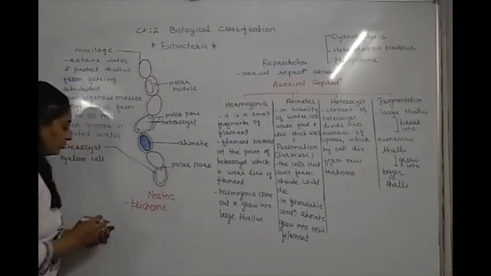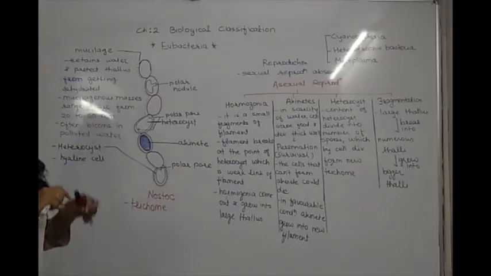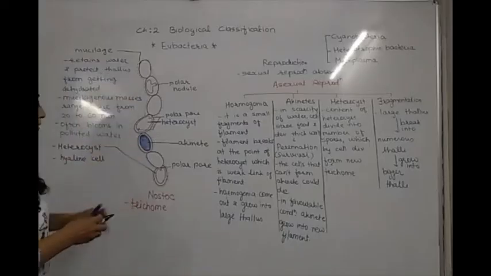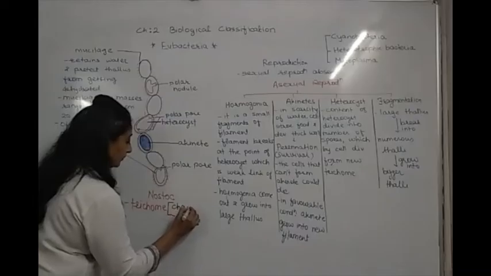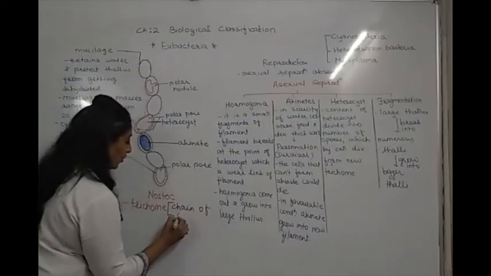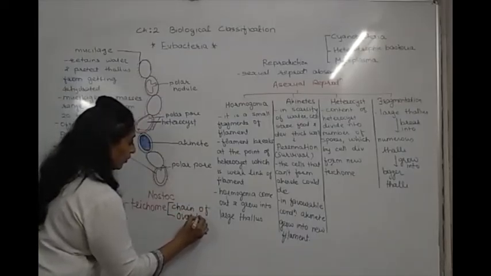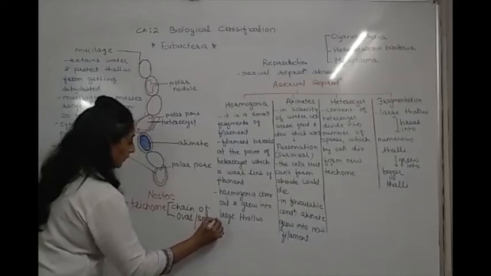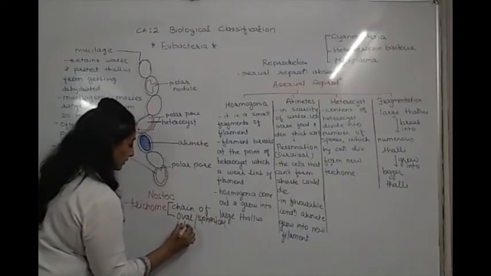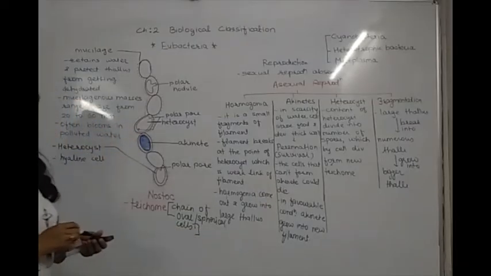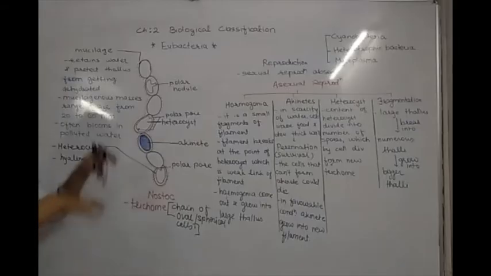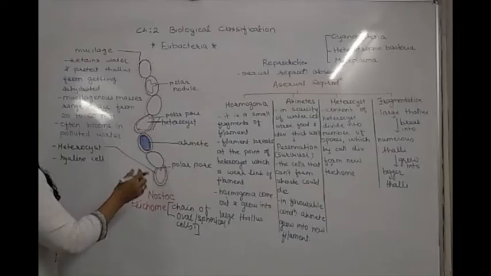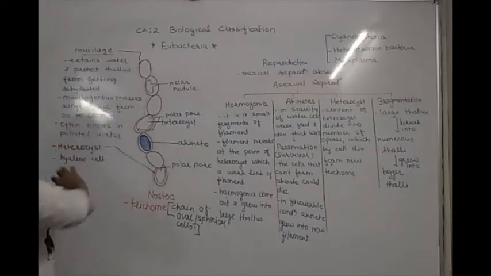When we are talking about the trichome, the trichome is nothing but a chain of oval or spiral cells. As we know, the cells are oval or spiral, forming a chain-like structure. But this entire trichome is covered by a mucilaginous shell.